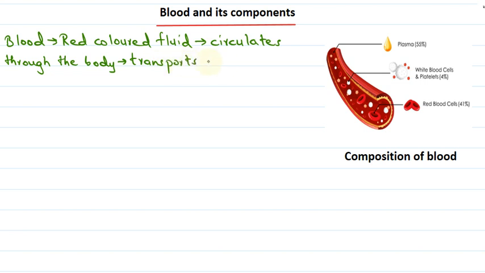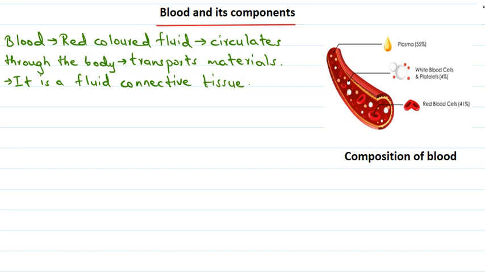It transports various materials throughout our body. Okay, so blood is, we can say, a fluid connective tissue. Okay, so it connects our whole body as it flows throughout our body, and it is a red colored fluid, hence we can say that blood is a fluid connective tissue. So blood travels inside the blood vessels and carries materials to be transported.